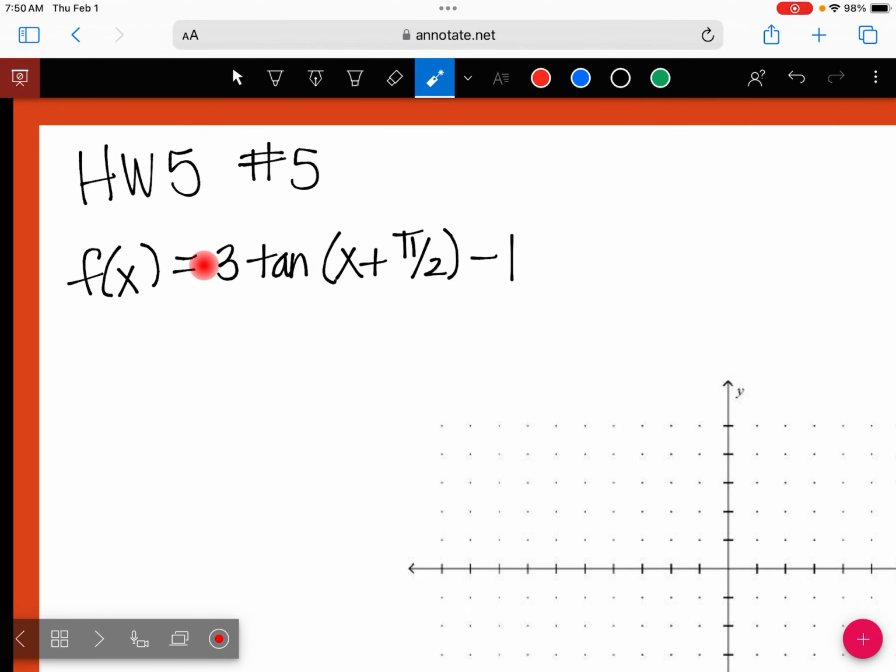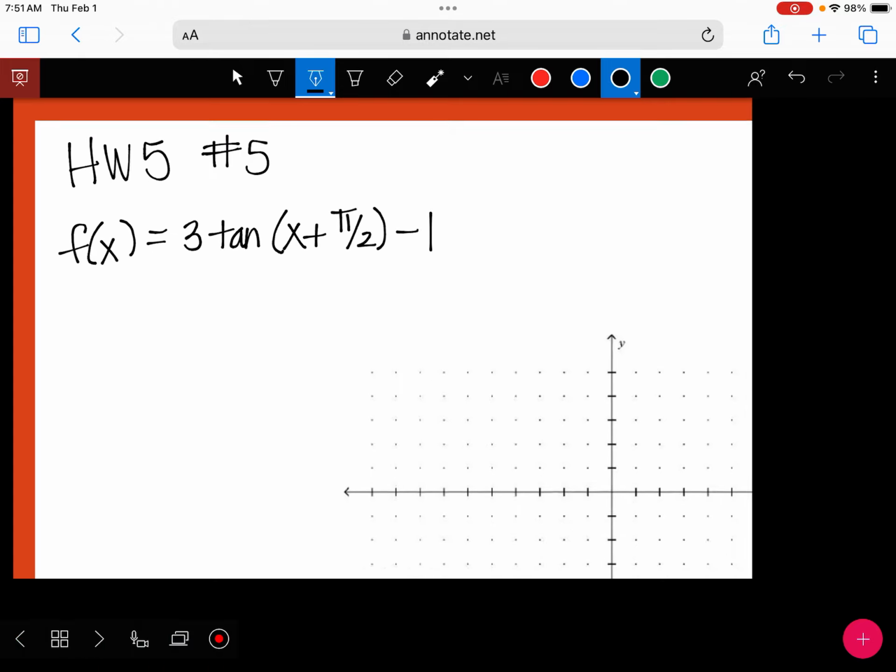Because I didn't realize that the ones we had in our notes all had an amplitude of 1. So I want you all to see, what do you do when that's not a 1? Still pretty simple. All right, so tangent. Where's my first asymptote going to fall for tangent? The first asymptote for the mama of tangent: pi over 2 or 90 degrees.